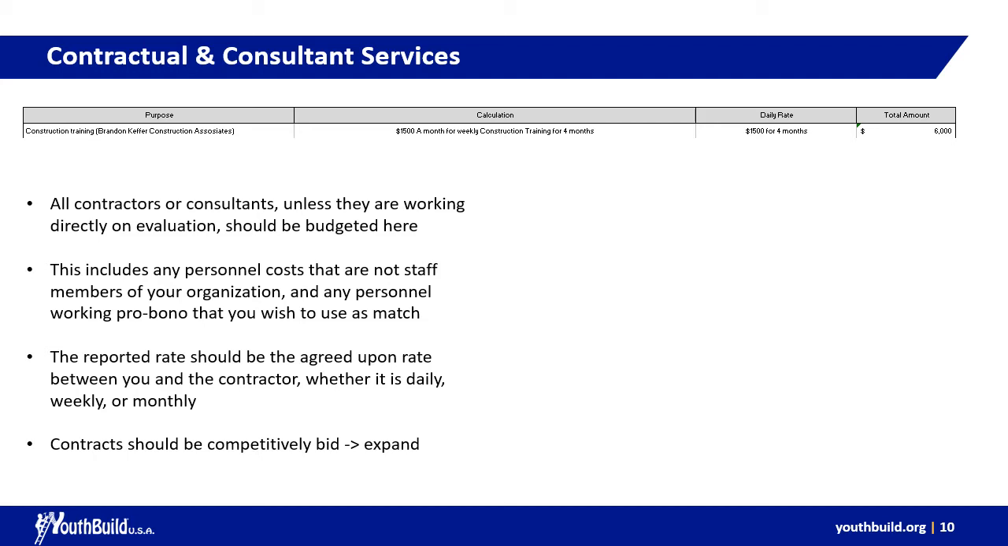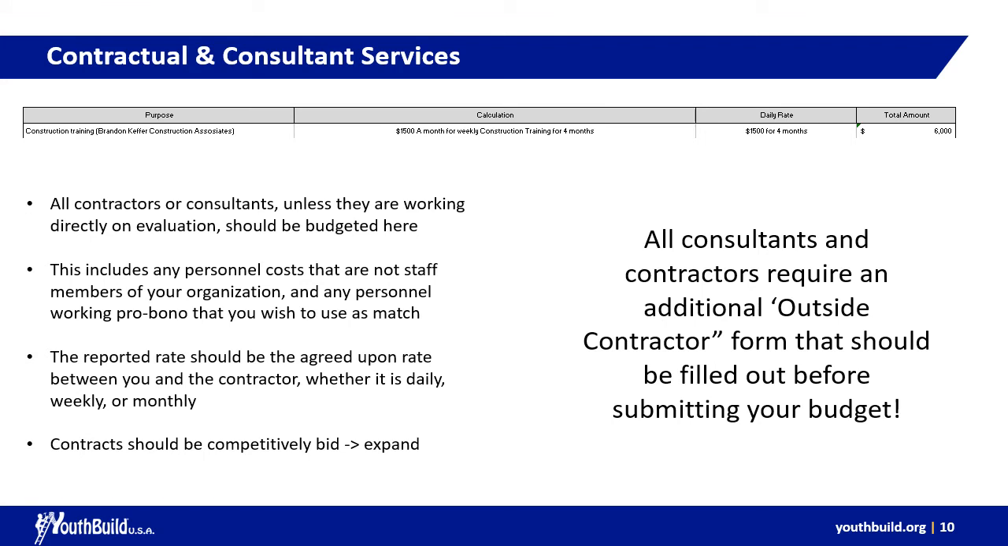The rate should be whatever rate has been agreed upon by you and the contractor, whether this rate is daily, weekly, or monthly. This example breaks it out over a 4-month contract, $1,500 per month. Please note that contractors require an extra piece of documentation. This outside contractor form is available in Dropbox and should be submitted along with your budget.